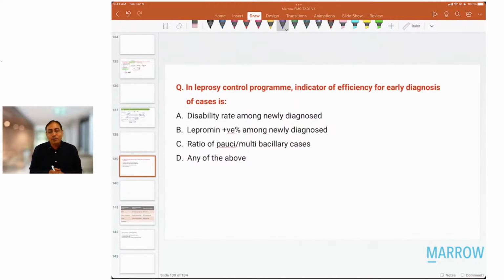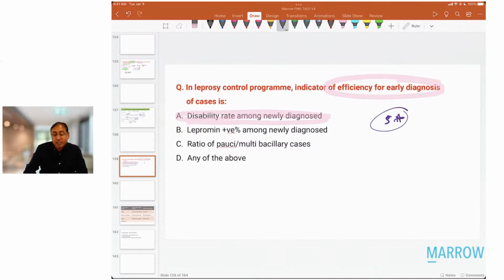In the leprosy control program, what is the indicator for efficiency of early diagnosis of cases? It is the disability rate among newly diagnosed cases. This is, I think, a 5-star MCQ, because in the last 2 years, in all 4 exams in India, NEET, INI-CET, FMG and UPSC, every exam had a question on leprosy. So make sure you get this question right.